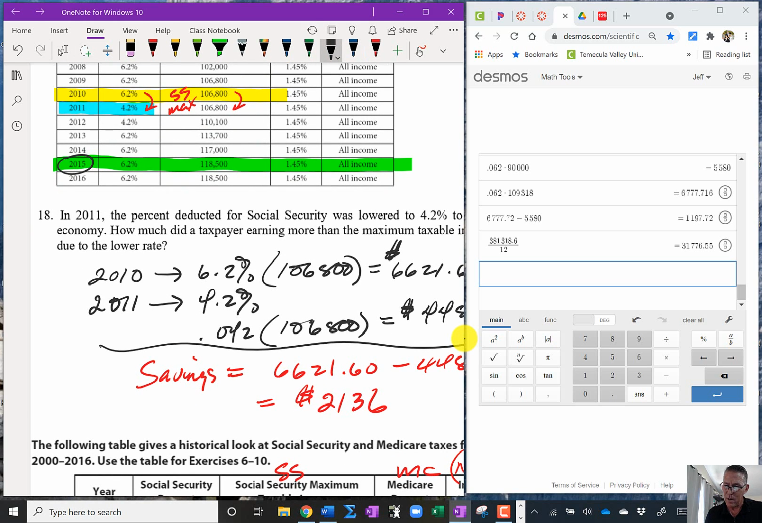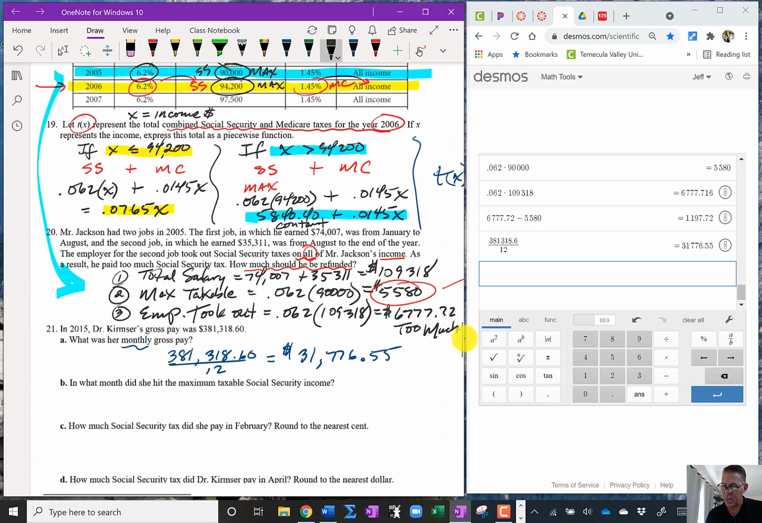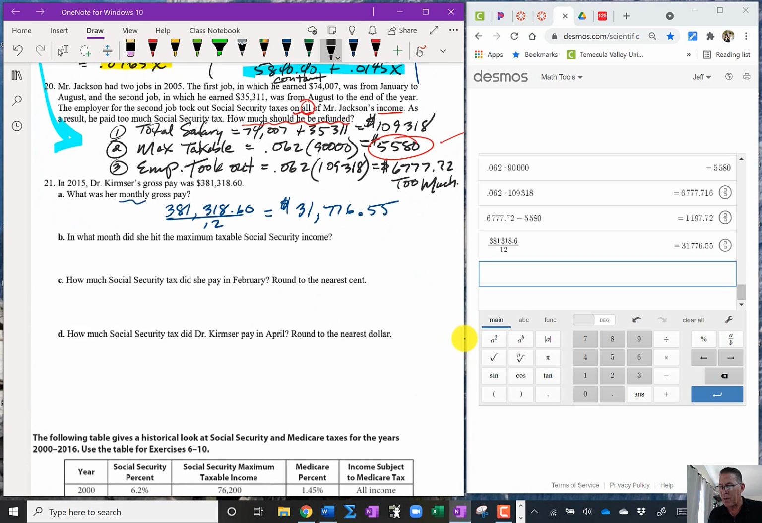So 118,500, and you divide that by your monthly salary, $31,776.55, and you get a decimal, about 3.7 months. So it doesn't happen in the third month. You round to 4, so X equals 4, the fourth month. It goes January, February, March, April. So it happened in April.